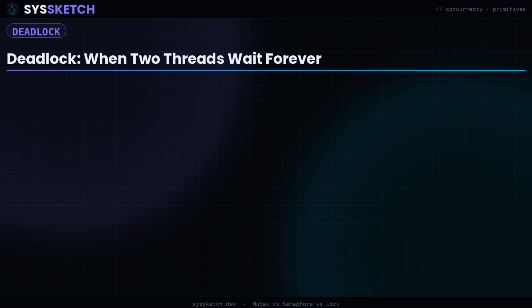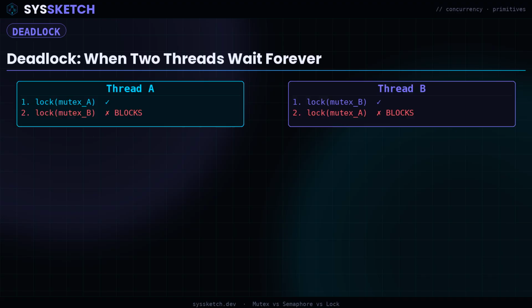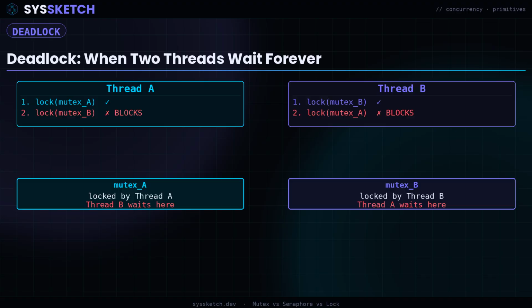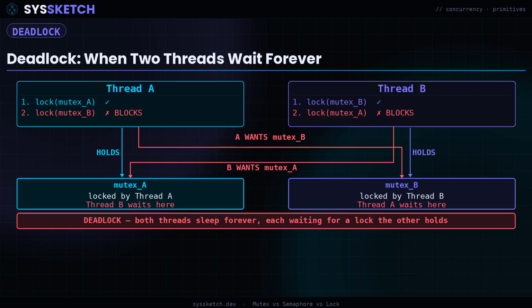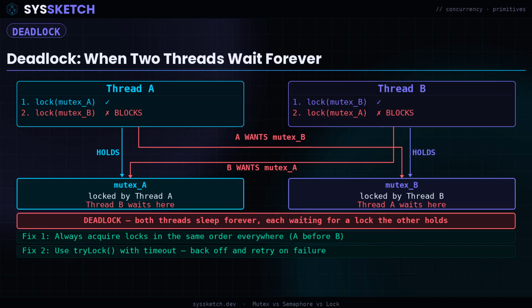Deadlock. Thread A locks mutex A successfully. Thread B locks mutex B successfully. Now thread A tries to lock mutex B and blocks because thread B holds it. Thread B tries to lock mutex A and blocks because thread A holds it. Neither can proceed. Both sleep forever. This is the classic circular wait condition. The diagram shows exactly why it happens. 2 threads, each holding 1 resource, each waiting for the resource the other holds.